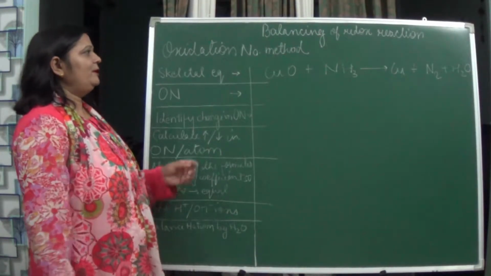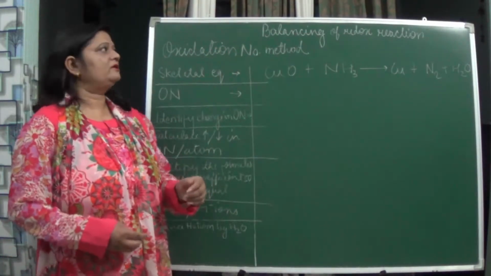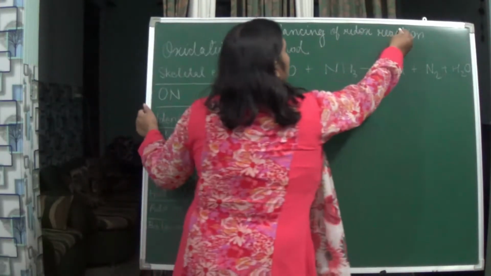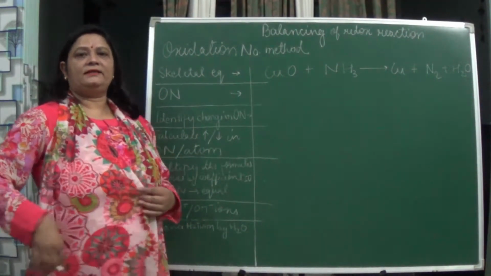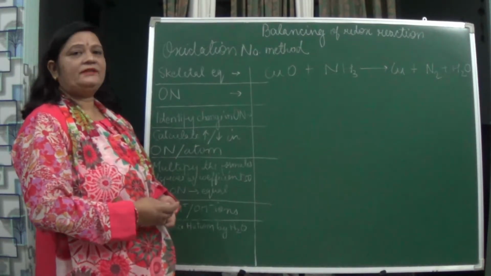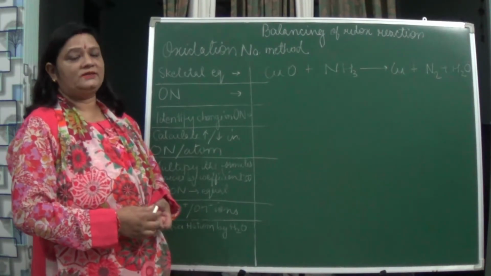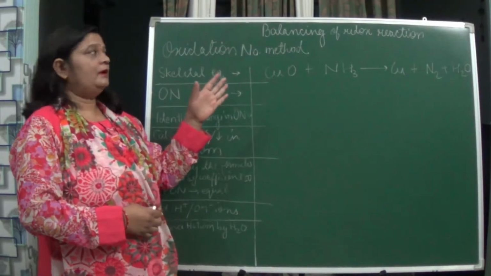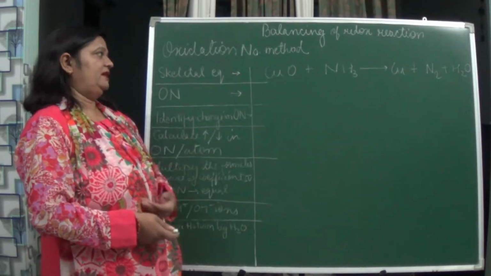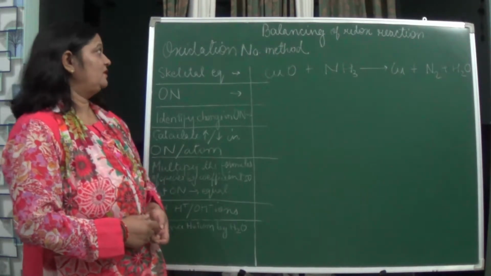Students, today we are going to study balancing of redox reactions. Balancing of reactions you have studied in class 10th, isn't it? And the method which you have used was the hit and trial method. Here in class 11 we will be studying the balancing of redox reactions in terms of oxidation number.